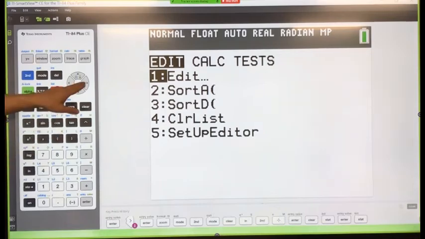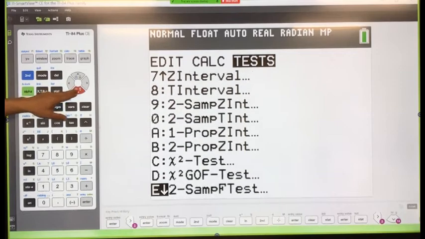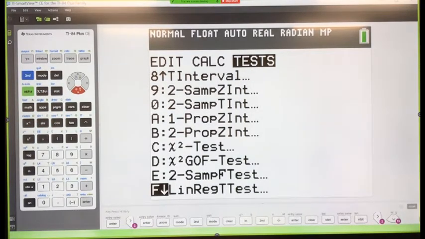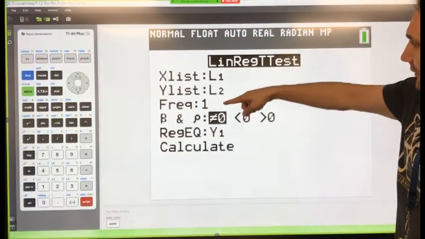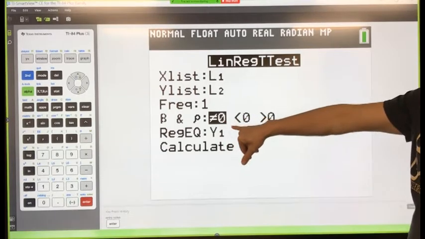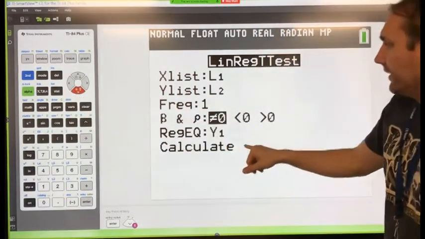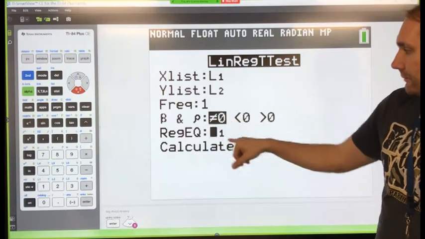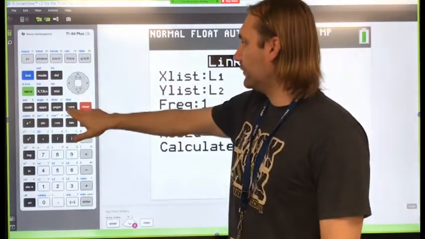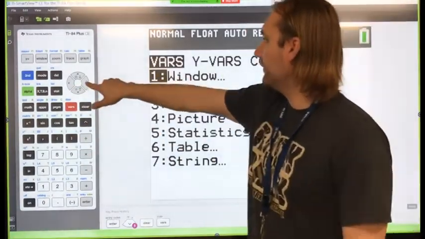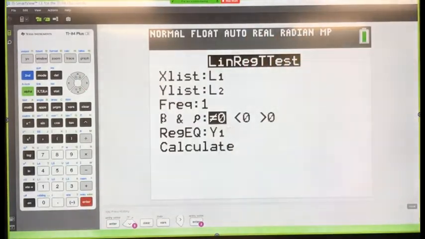Now let's go to stats, test. Let's calculate our p-value. Let's do our t-test. Go all the way down to F, linear regression t-test. Hit enter. L1, L2, frequency, I'm saying it's not equal, my null. And this part right here, just like I showed you yesterday, you can put that regression equation into your y equals so you can graph it. How to do that? Again, go to vars, y-vars, function, and Y1. Yep, it's very much hidden within the calculator.